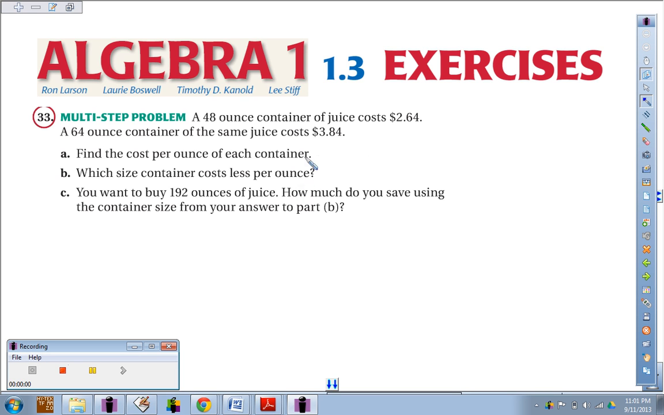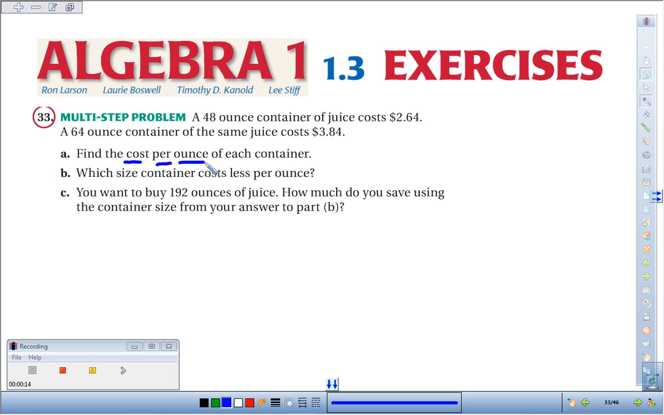In number 33, we've got a 48-ounce container of juice costs $2.64. A 64-ounce container of the same juice costs $3.84. Find the cost per ounce of each container. So when we read cost per ounce, if we think about that as a fraction, or use the keyword here, per means division, we need to take the dollars divided by the ounces.